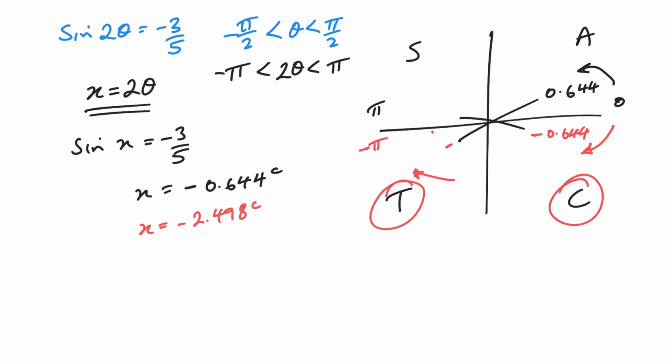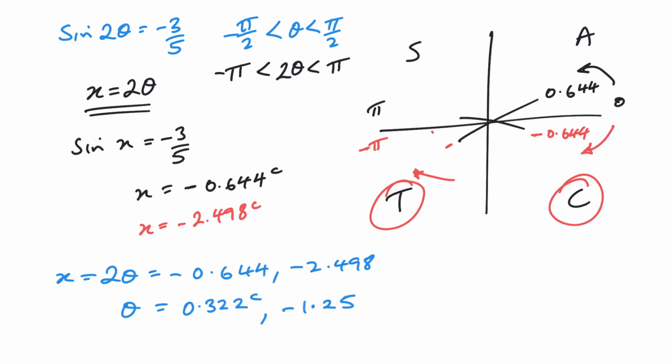Now, we do have the other sign to work out, but let's work out the theta here first. We know that x is equal to 2 theta. So x equals 2 theta, and that equals my minus 0.644 and my minus 2.498. So theta is going to be these divided by 2. And here we have them negative 0.322 and negative 1.25 to 3 significant figures.